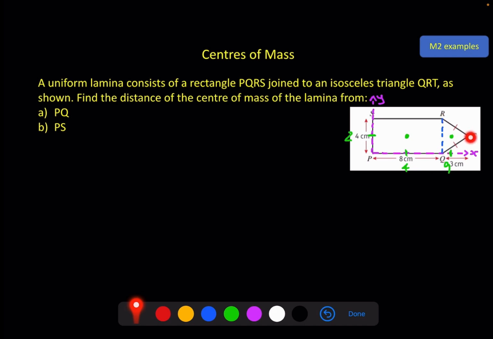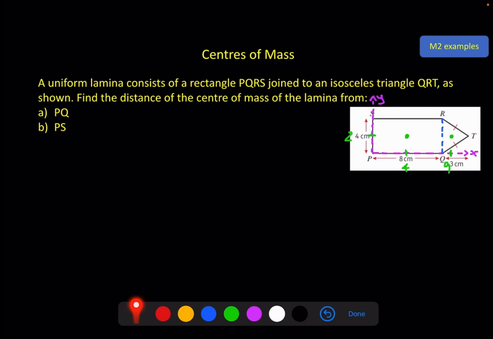would be 11. If we add those together, we get 27. Divide 27 by 3, we get 9 for the x-coordinate. Of course, for the y-coordinate, 0 plus 4 plus 2 is 6, divided by 3 is 2. So that will still work.